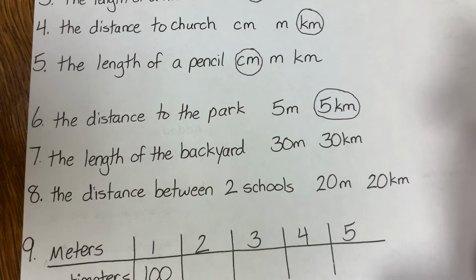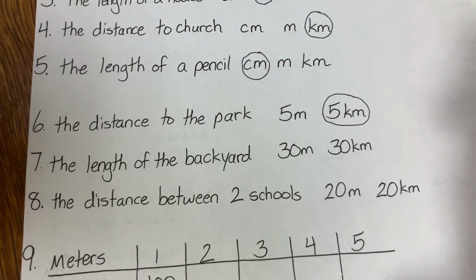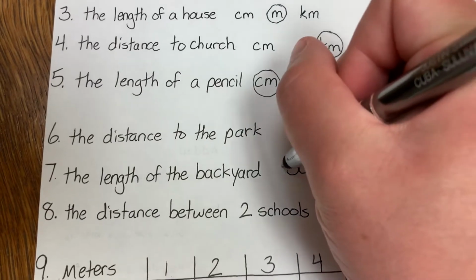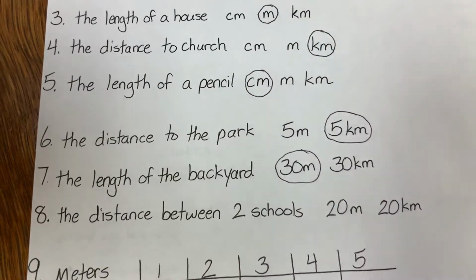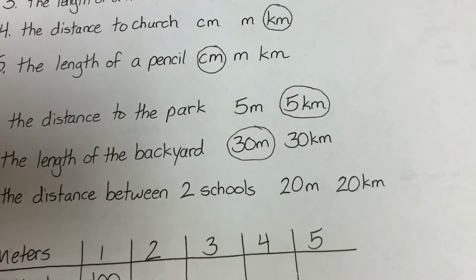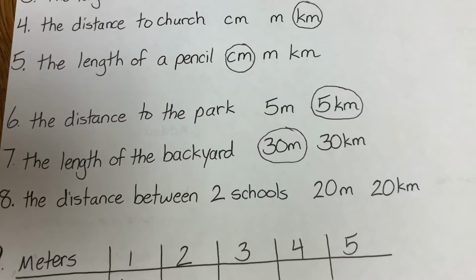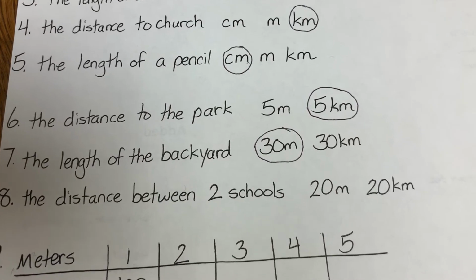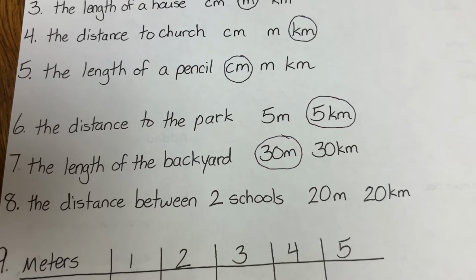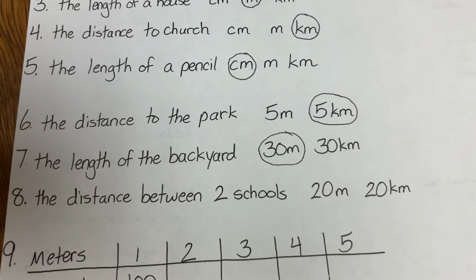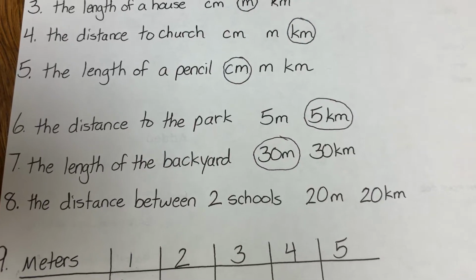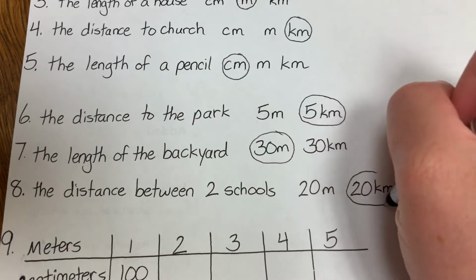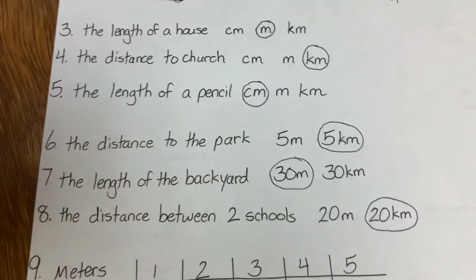Number 7, the length of the backyard. That would be better measured in meters, unless you have a huge backyard, but most people don't have a yard that you have to get in and drive around it, so 30 meters would be the best option to measure the length of your backyard. Number 8, the distance between 2 schools. That would be a long distance that you'd have to drive to, so 20 kilometers would be more likely.